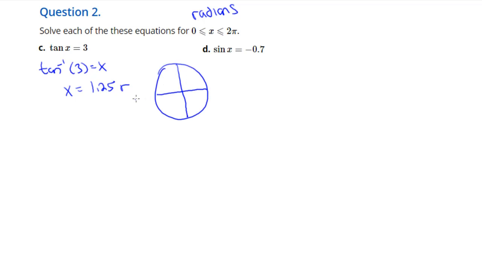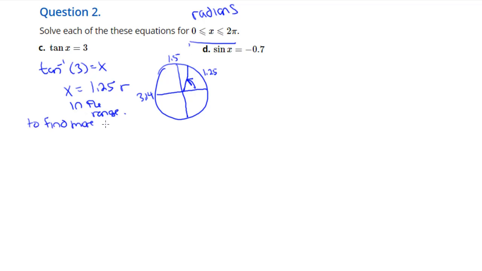So if I go ahead and give a quick sketch, keep in mind when we're talking about radians, 3.14 is halfway, and 1.57 is about 90 degrees. So we know we're going to be in the first quadrant here, and it's within the range of our acceptable angles, so that's good.